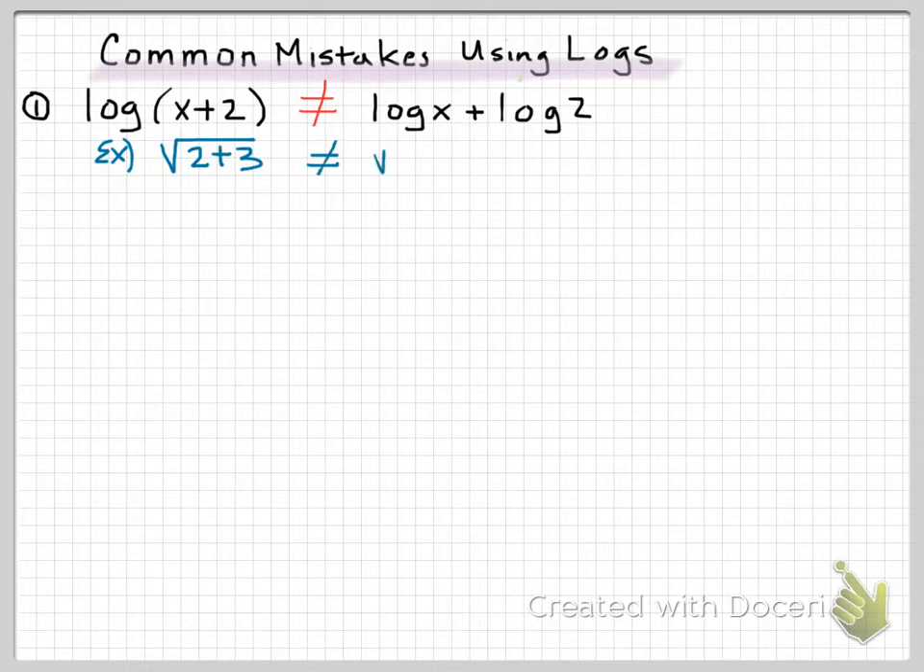When something is inside of a log, it's inside of that function. So for example, it's like saying the square root of 2 plus 3, which is the square root of 5. That is inside of the square root function. That is different than a separate square root of 2 plus square root of 3. So square root of 2 plus square root of 3 is not going to be equal to the square root of 5. So you can't do that. Likewise, you can't do that with logs either. So we want to make sure that we keep those guys separate.